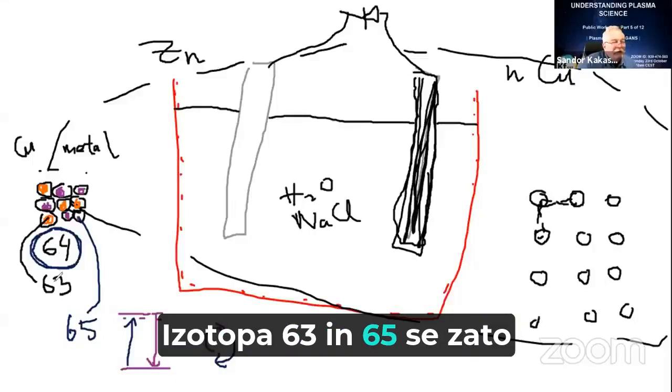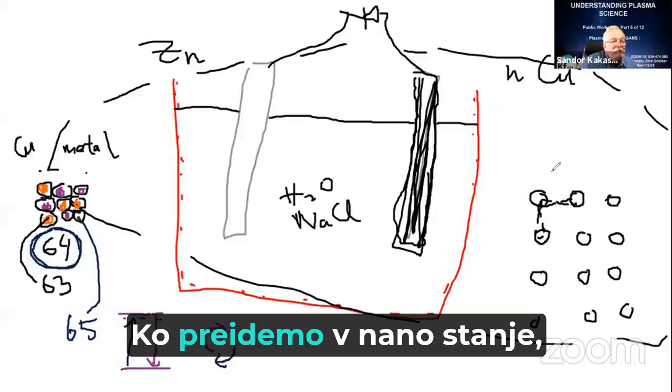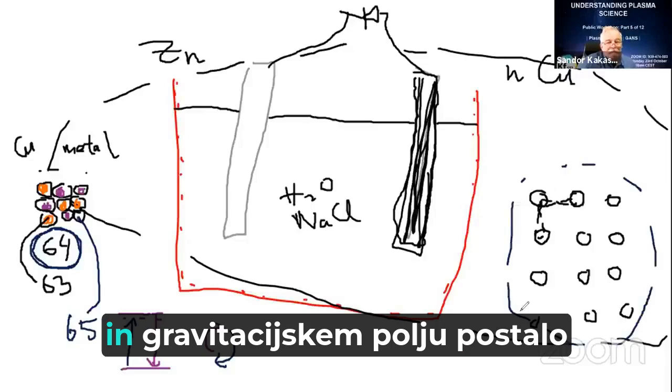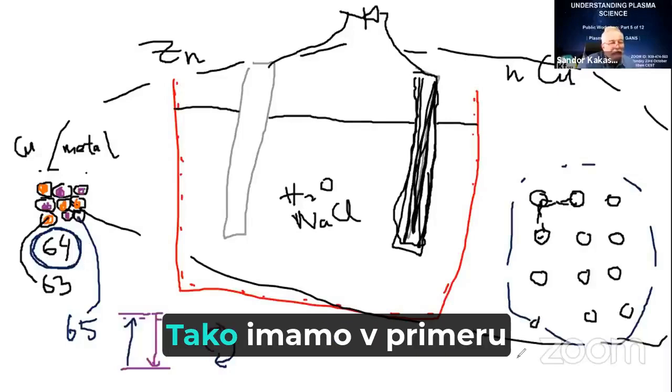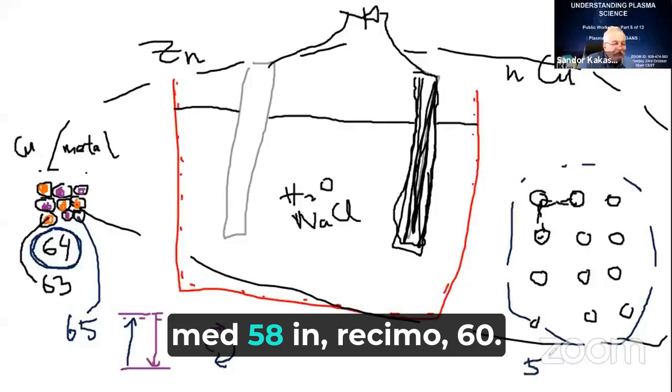So this is the reason why these isotopes 63 and 65 are held together, because they have a near strength. Now when we go to a nanostate, a number of the neutrons will get the magnetical and gravitational fields in balance. So all will lose from its mass number. So in the case of a nanomaterial, we have such a strength of something between 58 and, let's say, 60.